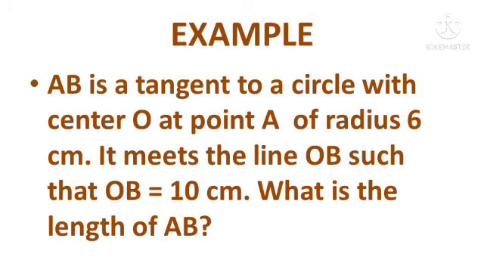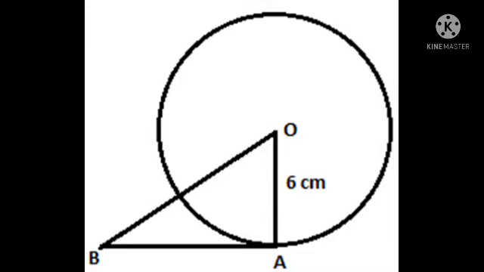Now let us take an example. AB is a tangent to a circle with center O at point A of radius 6 cm. It meets the line OB such that OB is equal to 10 cm. What is the length of AB? Look at the figure carefully. AB is a tangent to a circle at point A.